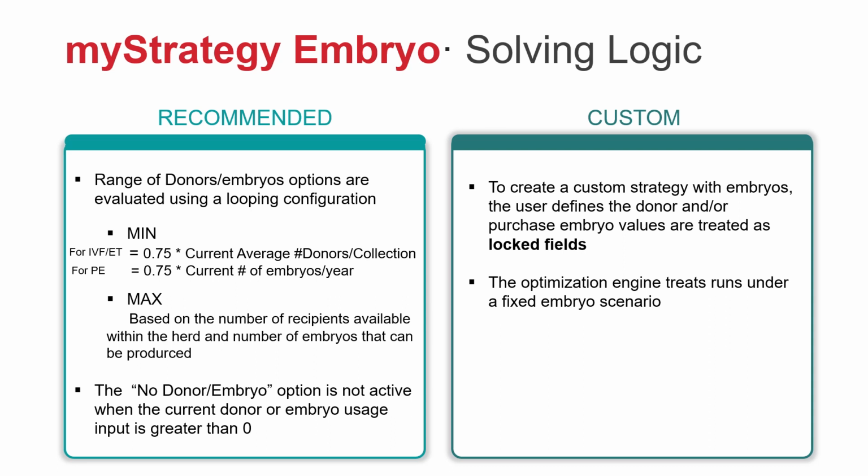What's important to note here is that under this structure, the no donor embryo option is only considered when the average number of donors per collection is set to 0. Otherwise, that minimum threshold of 75% will never cross that 0 value. Now, for the custom strategy, on the other hand, since the user defines the donor and/or the purchased embryo values, the engine essentially treats them as locked fields and runs them as a fixed embryo scenario.